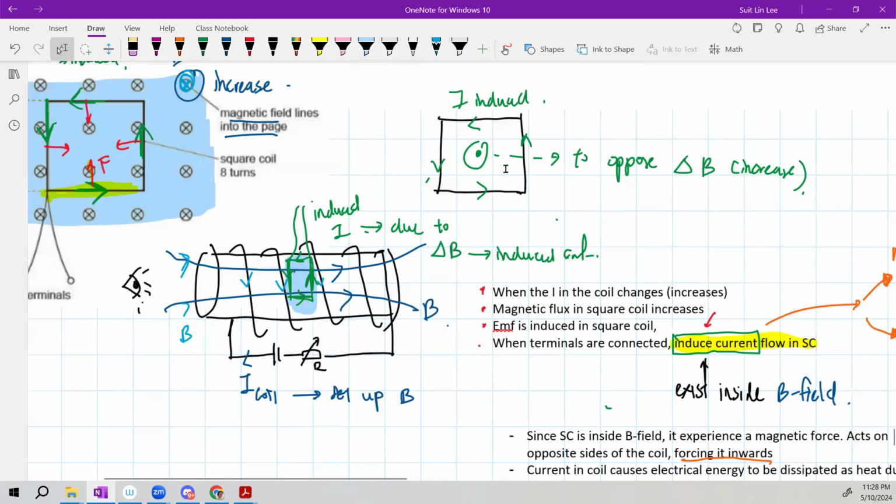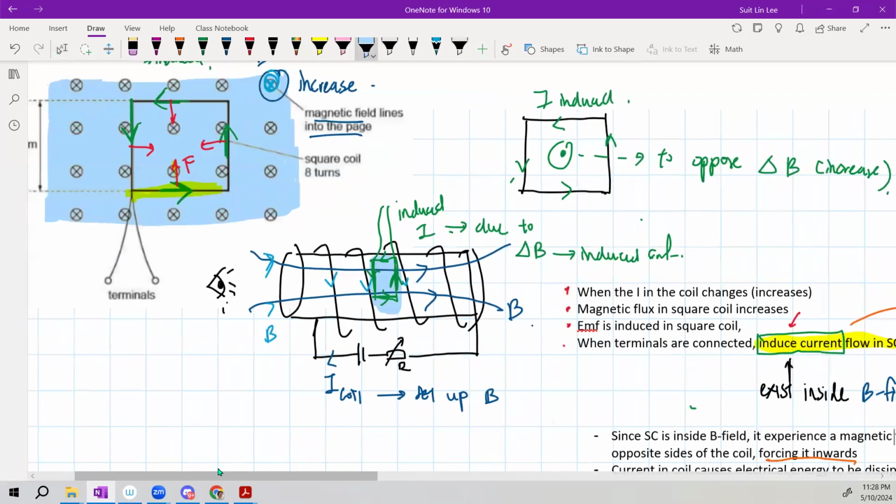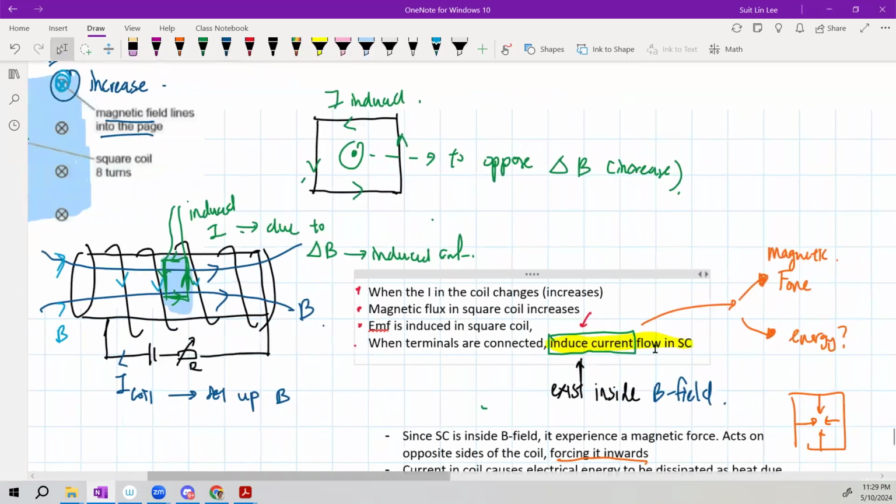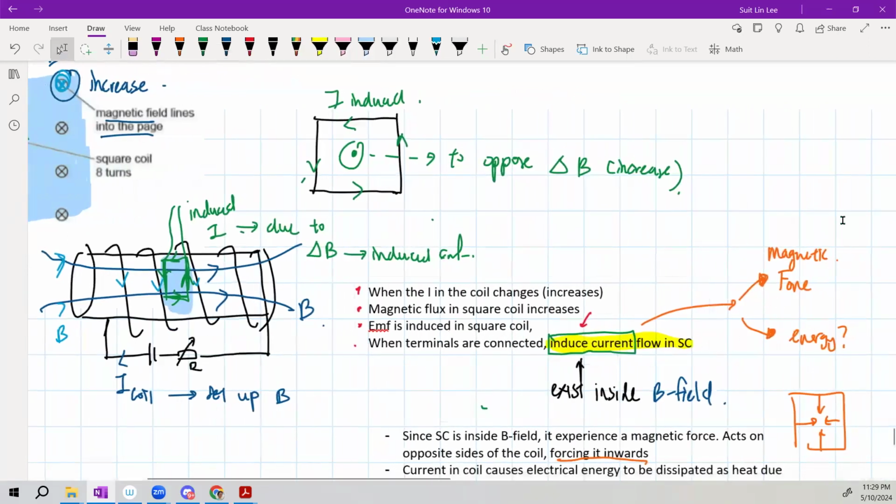And what does the green coil have to say about this? I do not like the increase in flux. I want to fight it, so it will make a dot flux. So EMF is induced in the square coil. The question can stop here, but unfortunately, we connect the terminals. And when we connect the terminals, we provide a pathway for the electrons to flow. That's why when the terminals are connected, current flows in the square coil.